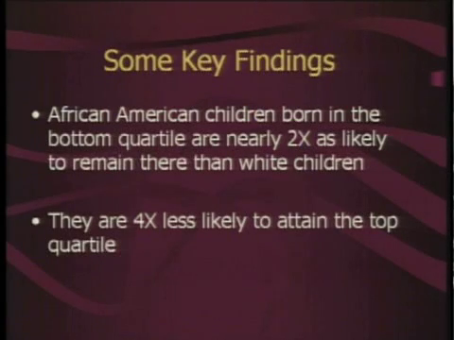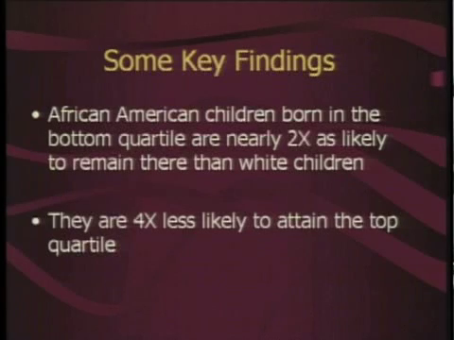When they looked at race and ethnicity, here's what they found: African American children born in the bottom quartile, now here we're talking about quartiles and not quintiles. Again, let me explain. It depends on the data set that you're using, and this will also use multiple different data sets. Some data sets divide by quintiles, in other words, fifths, some divide by fourths. What they found is that African American children born in the bottom quartile are nearly 2 times as likely to remain there than white children who are also born into the bottom quartile.